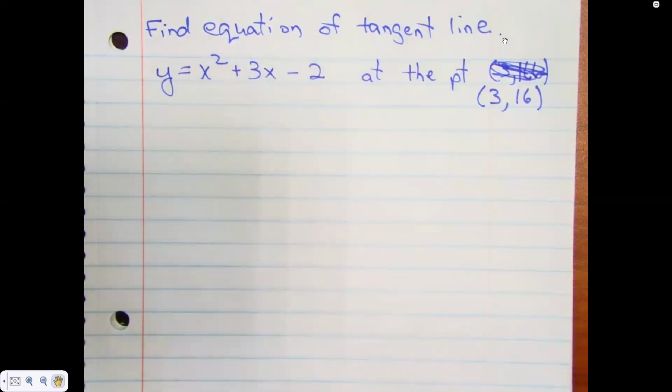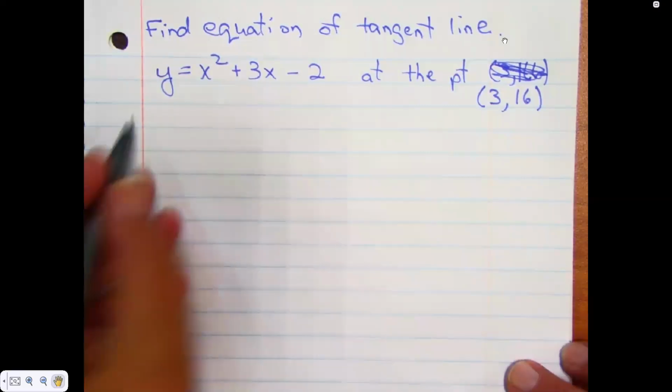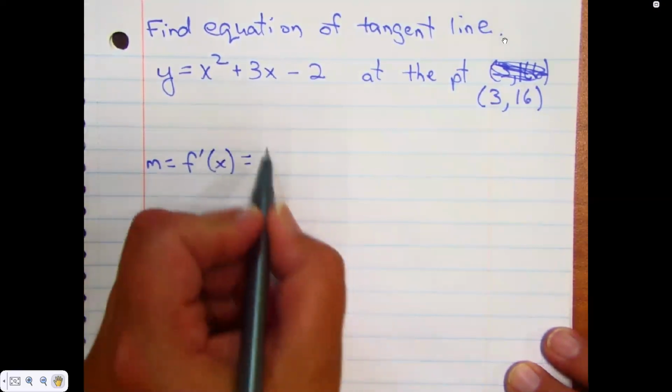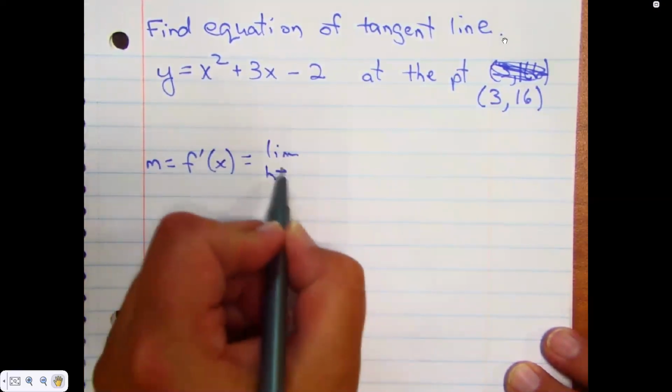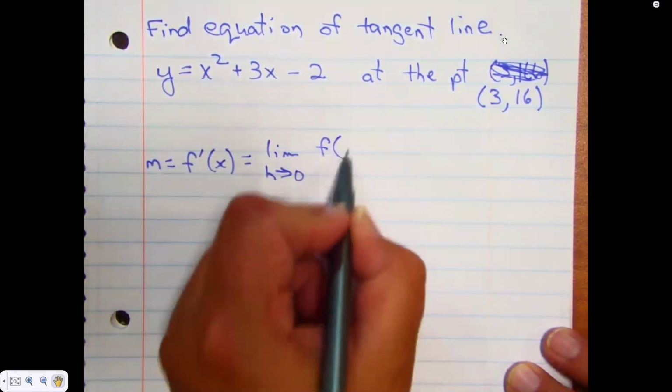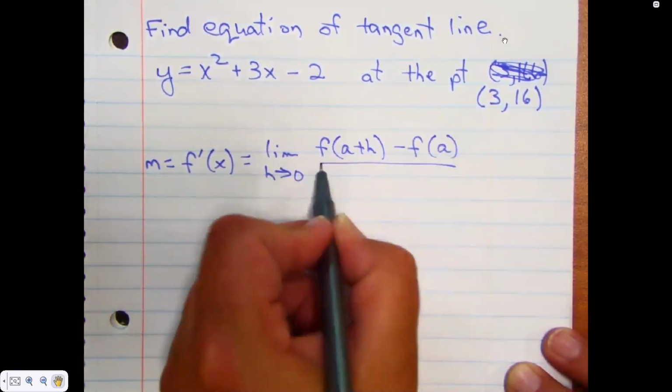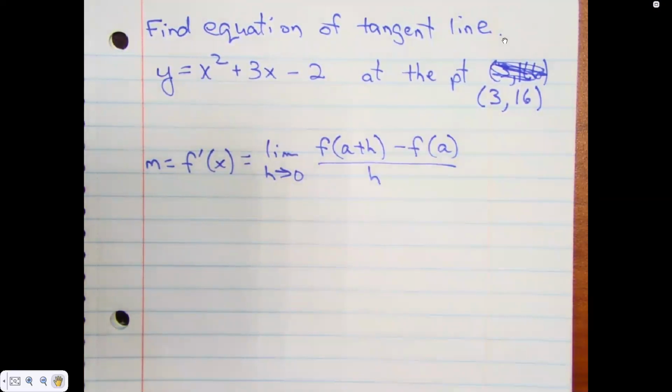Okay, all this work is for one thing. What do we have to find? We've got to find slope. M, which is the same thing as the derivative, is equal to the limit as h approaches 0 of f of a plus h minus f of a, all over h. So that we've got to remember. And what is a? A is 3. A is that x value that I want the slope of.